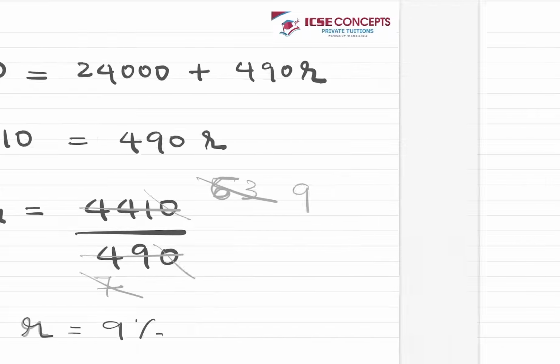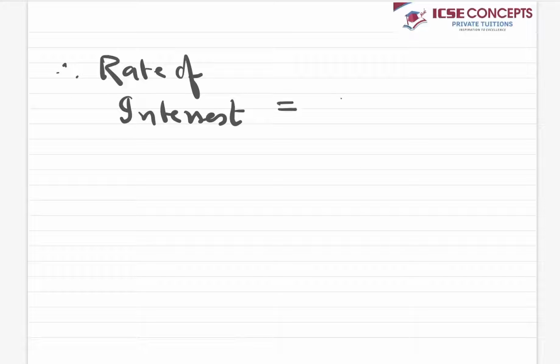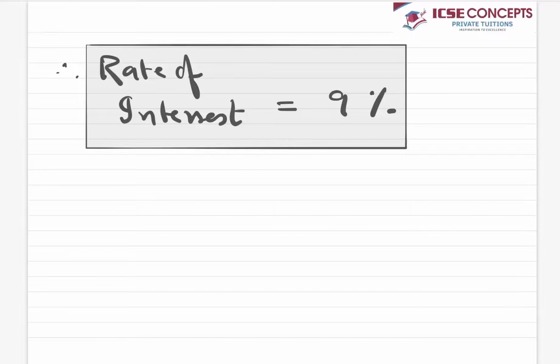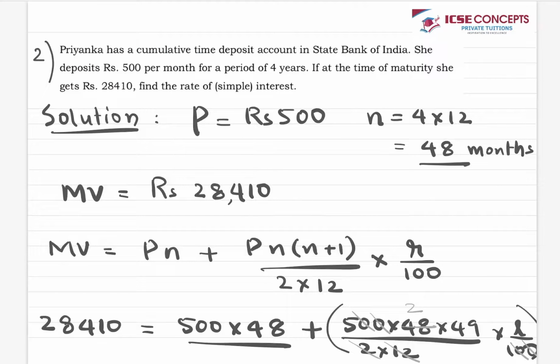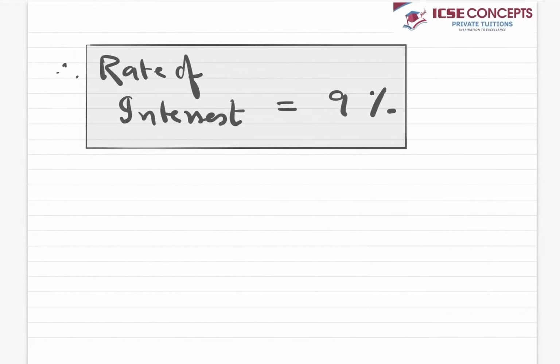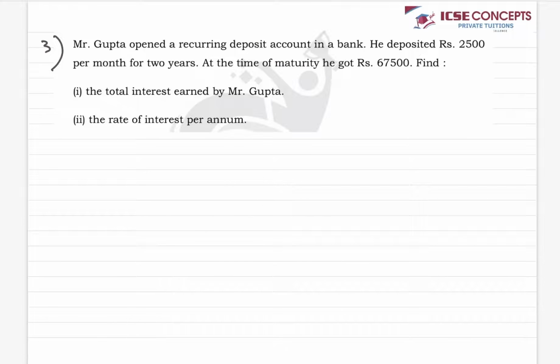Therefore, the rate of interest given by the bank is equal to 9%. Rate of interest given by the bank is equal to 9%. Clear? So that's the answer. Find the rate of interest, done. Let's solve the next question, the last question.